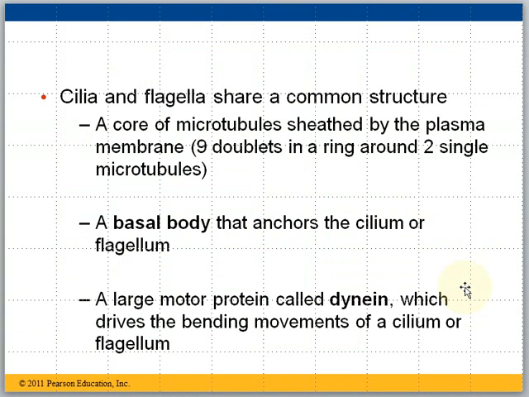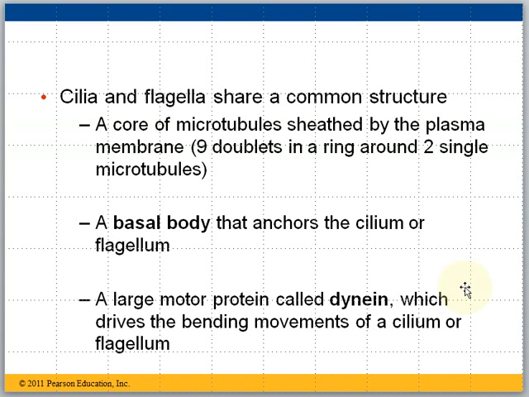Both cilia and flagella are made up of these microtubules that we talked about, and they're formed in what's called a 9+2 arrangement. They have on the outside 9 pairs of microtubules in a ring formation around 2 microtubules in the center. We'll take a look at that in just a second. They're attached to the main part of the cell by what's called a basal body, and the protein that actually moves this whole structure is called dynein.